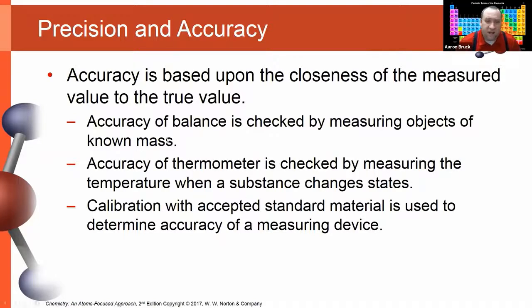Now, when it comes to accuracy, there are a number of means of checking accuracy. We call those means calibration. So usually that means taking some kind of known material and using it to determine how accurate an object is in terms of its ability to measure things.